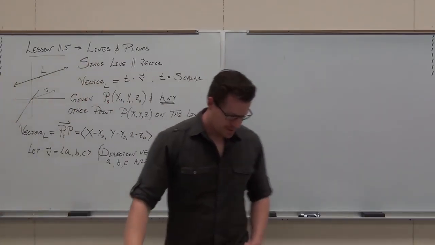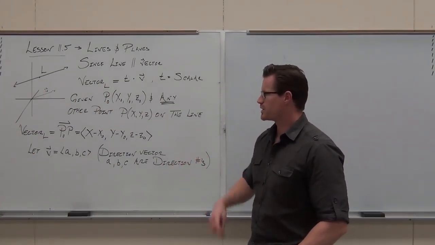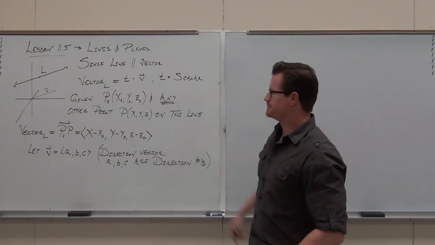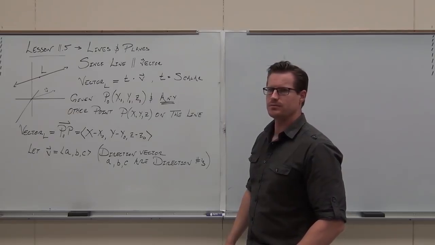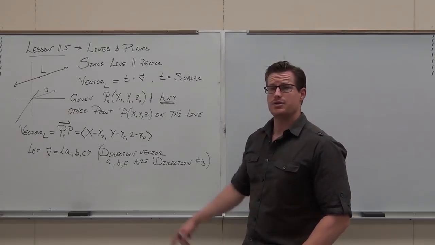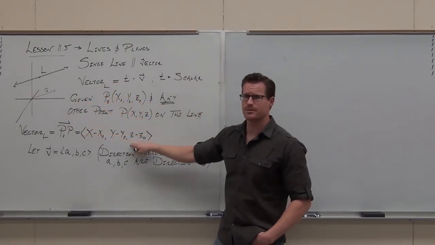Okay, we're almost done. It doesn't even look like we're almost done, but we're almost done. Here's the whole punchline of this. You guys have it written down? I get 2 points on the line. I can always find the vector between them.